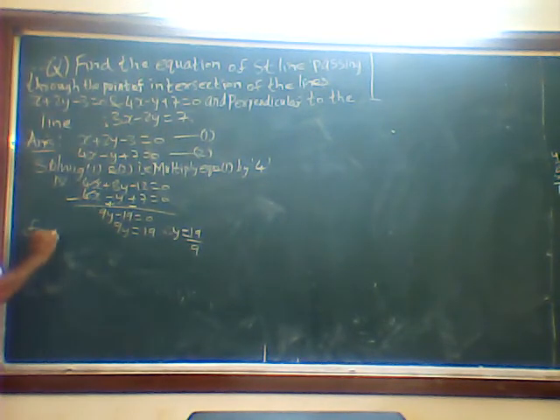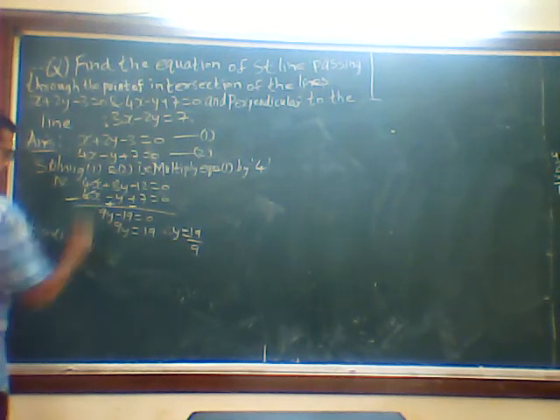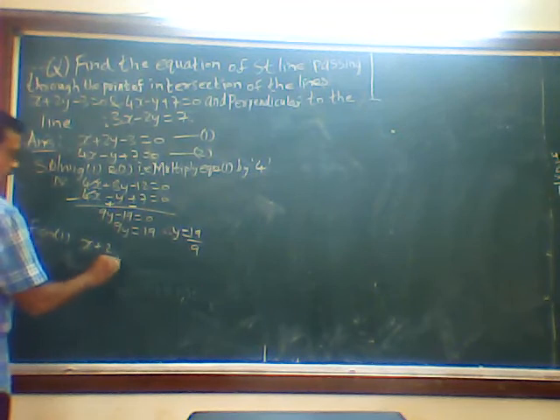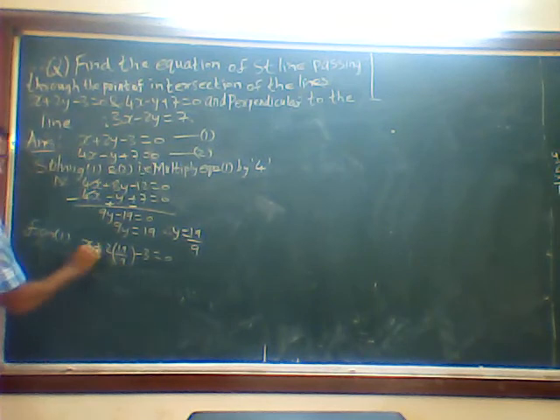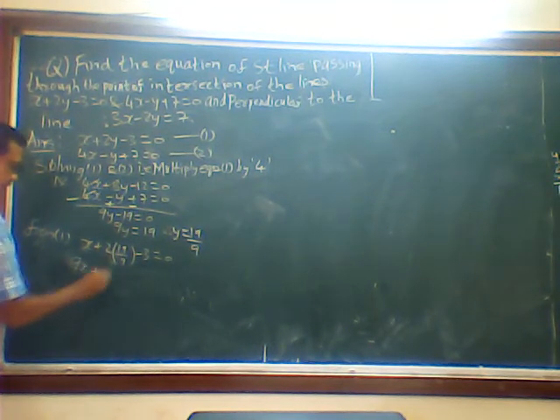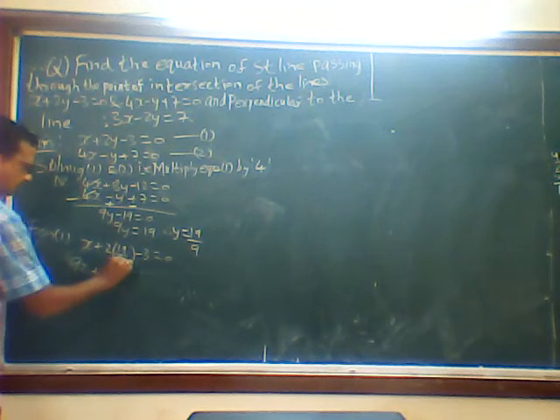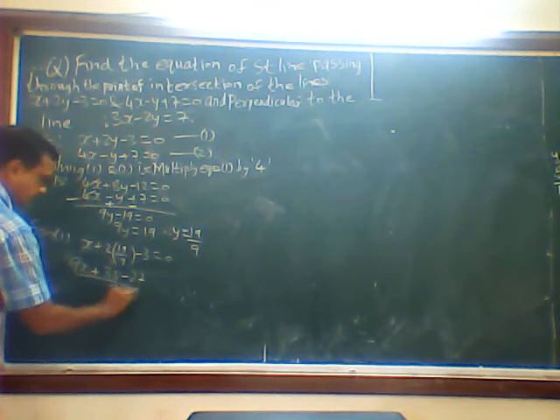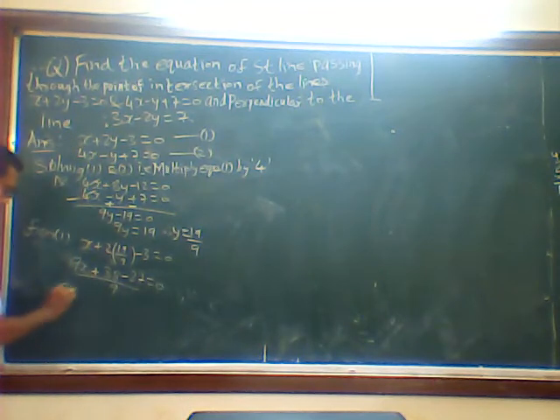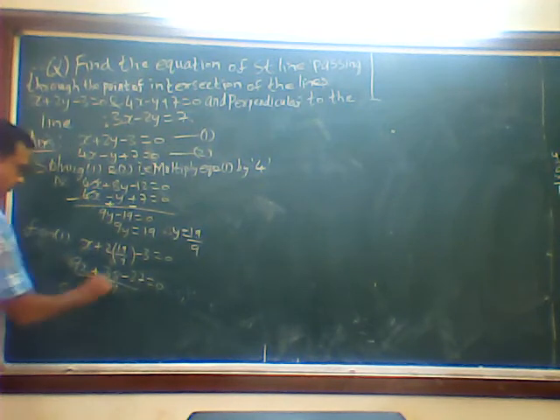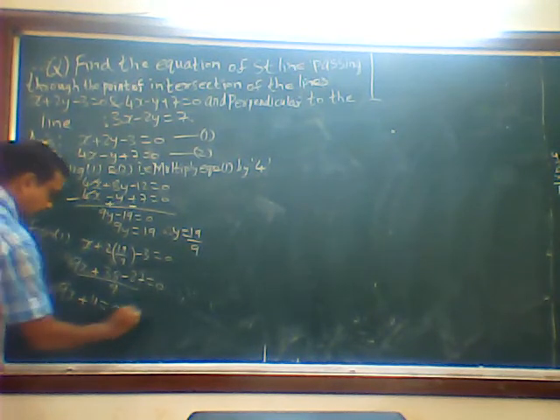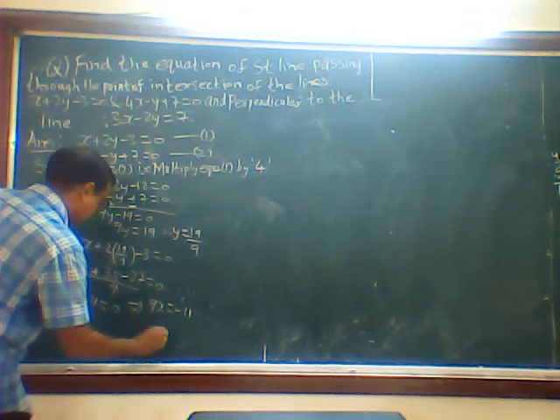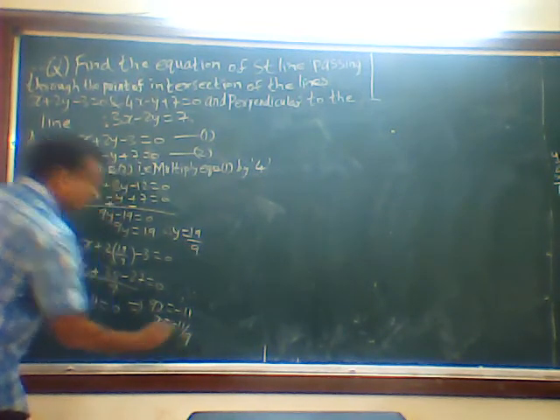From equation 1, x plus 2y minus 3 is equal to 0, so x plus 2 into 19 by 9 minus 3 is equal to 0. LCM is 9: 9x plus 2 into 19 is 38, and 9 into 3 is minus 27. So 9x plus 38 minus 27 is 11, equal to 0. So 9x is equal to minus 11, and x is minus 11 by 9.